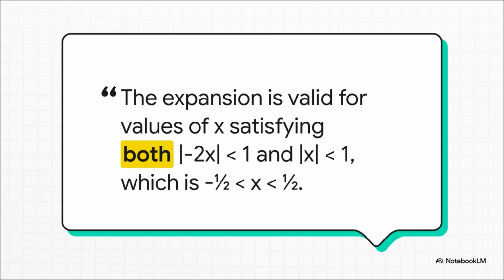Okay, one last absolutely crucial detail, validity. These infinite series only actually work for certain values of x. For our first expansion, it's valid when the modulus of minus 2x is less than 1. That works out to x being between -1/2 and 1/2. The second one is valid when the modulus of x is less than 1. So for our combined expansion to work, both have to be true. That means we have to take the stricter, more narrow range, which is -1/2 less than x less than 1/2.